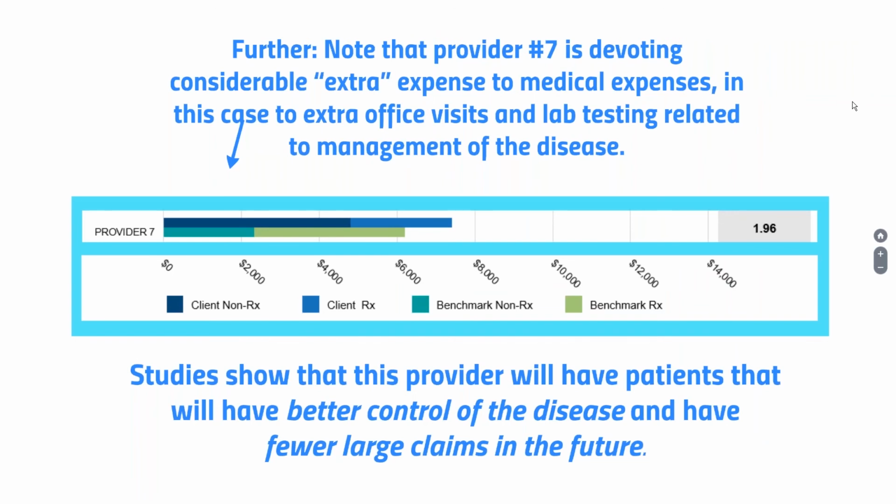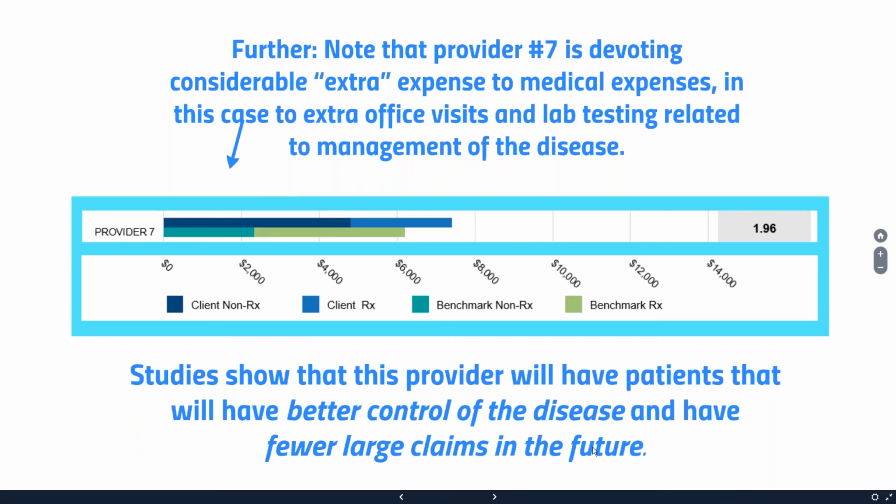What that means is they most likely have a population health or a care coordination program where they're following up with their diabetics, making sure that their A1C are falling in line, that they're getting their blood pressure checked, and that they're going to see their primary physician regularly. In this case, the extra office visits and lab tests are related to the management of the disease. So studies show that providers will have patients that will have better control of the disease and fewer large claims in the future. So they're spending more in the near term to make sure that their patients are healthier and that the spend is less in the long term.